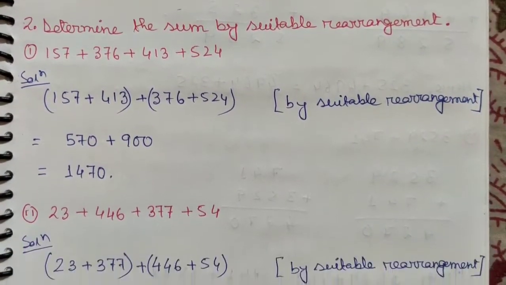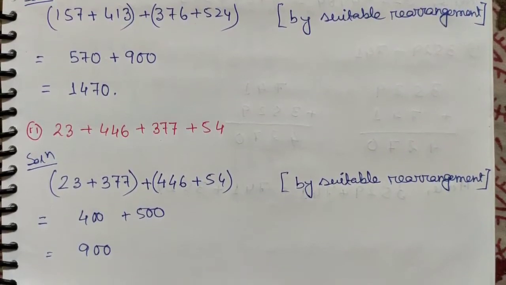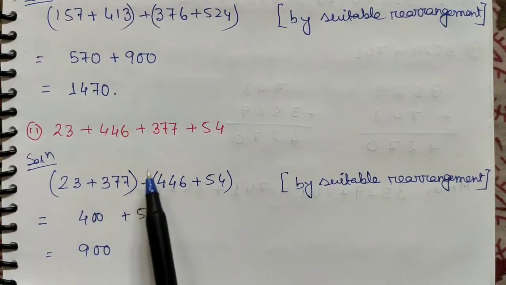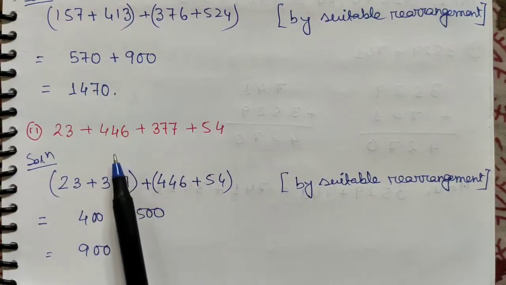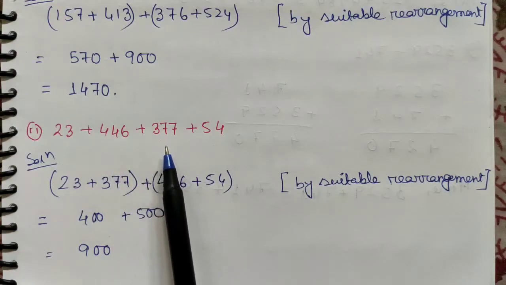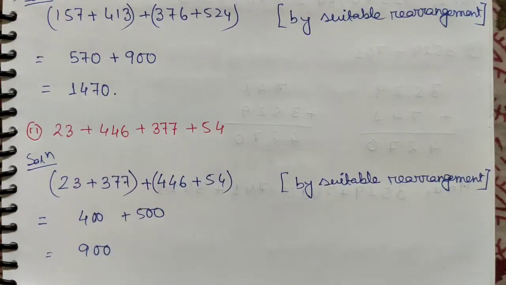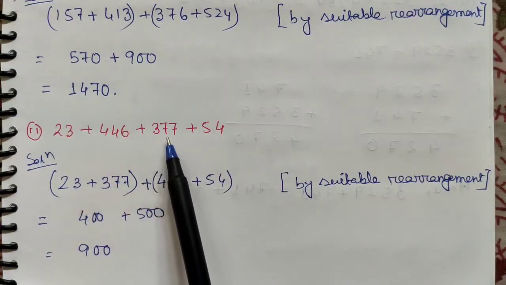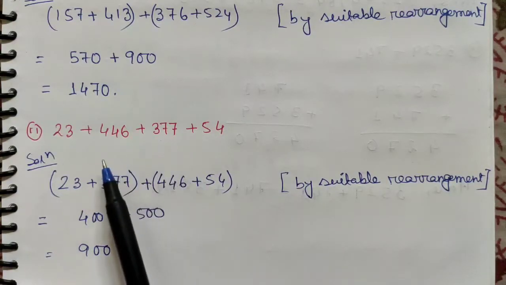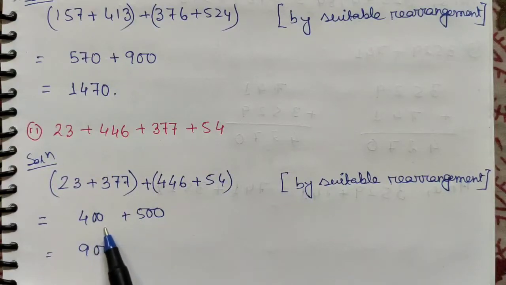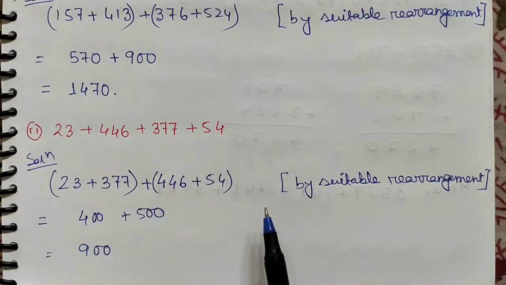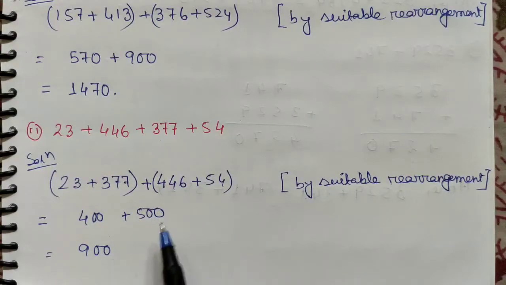Now next is what? 23 plus 46 plus 446 plus 377 plus 54. In this case we will take 23 with 377, because 377 plus 23 is what? 400. This is a rounded figure. And 446 plus 54 what? 500. So now if we add 500 plus 400, the result is what? 900, right?